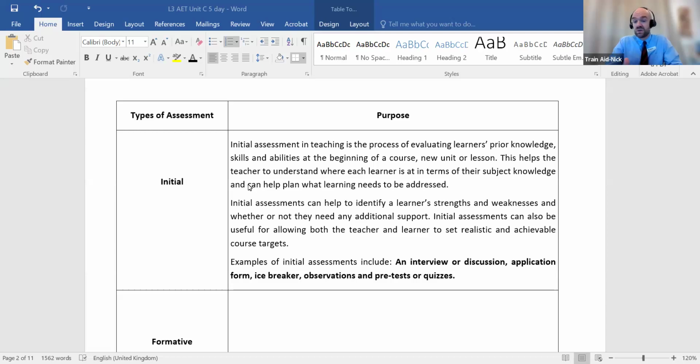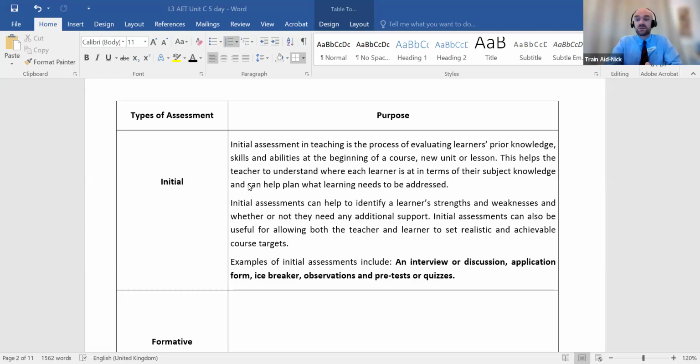Furthermore, initial assessments could be perhaps a literacy or numeracy test. These could be online, of course, some type of quiz as well. It's a fantastic way to see your learners' motivations for the course, their prior knowledge, and whether or not they will be a success for your course.